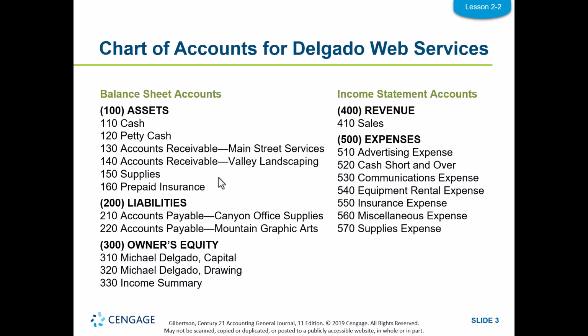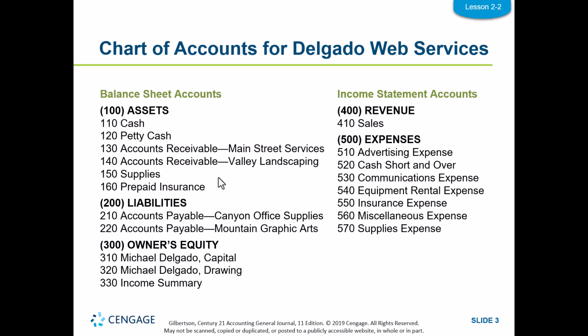Another thing to recognize is if you look at our assets, those are placed in order of liquidity. I mentioned that just briefly. Liquidity just means how easily something can be converted to cash, right? So obviously cash is going to be our most liquid asset, so it's first. Then we've got petty cash, our accounts receivable, so on and so forth. Our liabilities are going to be listed alphabetically, and they'll tell us whether it's by last name or by company name.